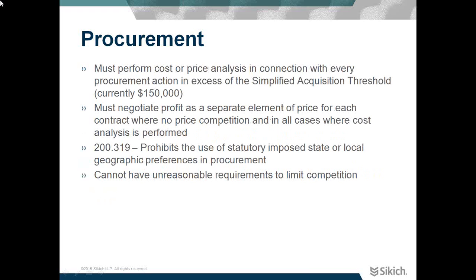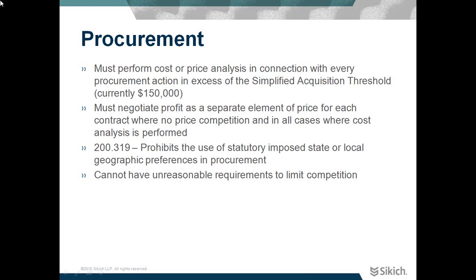There are certain performance requirements that fall under procurement. Anytime you have large contracts, what I would consider large would be something over $150,000, that falls under the simplified acquisition threshold. Oftentimes, you have to negotiate profit as a separate element of price where there's no price competition at all. And oftentimes, you need to do a cost analysis as well.